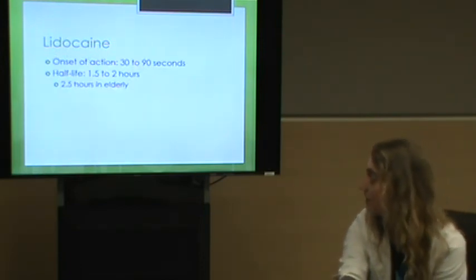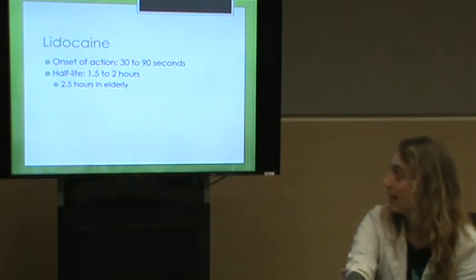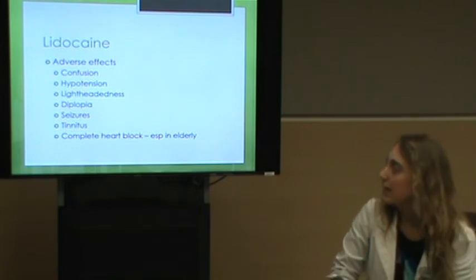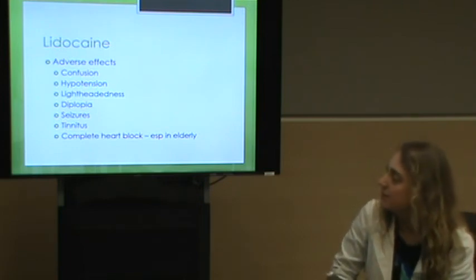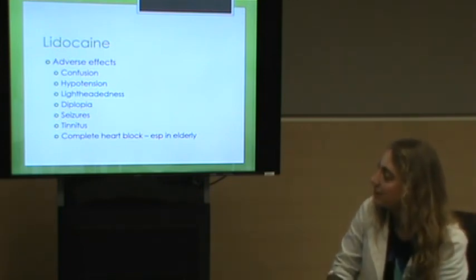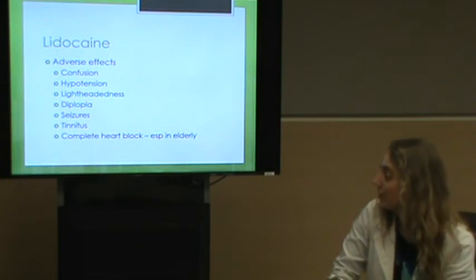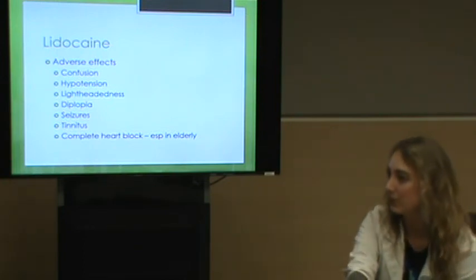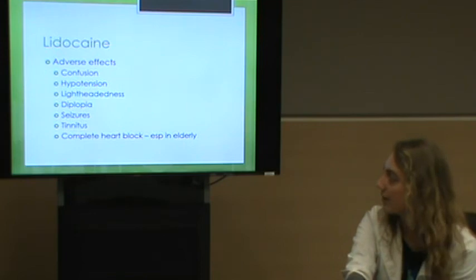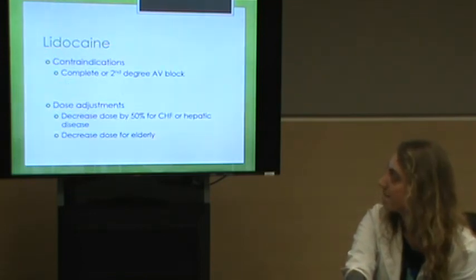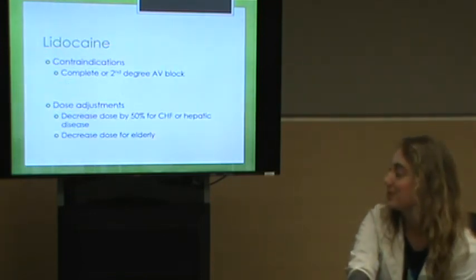Onset of action is 30 to 90 seconds, and the half-life is 1.5 to 2 hours, slightly extended if you're elderly. In terms of adverse effects, it can cause confusion, hypotension, lightheadedness, double vision, seizures, tinnitus, or complete heart block, and that's really only seen in elderly patients who are on lidocaine drips. Contraindication, if the patient already has that complete or second-degree heart block, you don't want to initiate this.